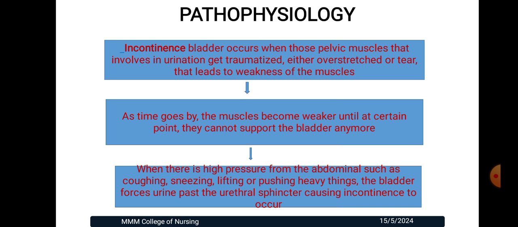Coming to the pathophysiology, incontinence occurs when the pelvic muscles that are involved in urination get traumatized, either overstretched or torn, which leads to weakening of the muscles. As time goes by, the muscles become weaker until a certain point they cannot support the bladder anymore. When there is high abdominal pressure, such as coughing, sneezing, lifting, or pushing heavy things, the bladder forces urine past the urethral sphincter, causing incontinence to occur.